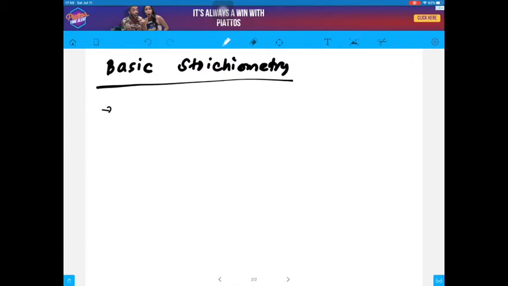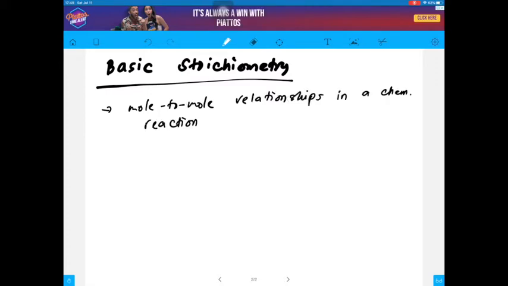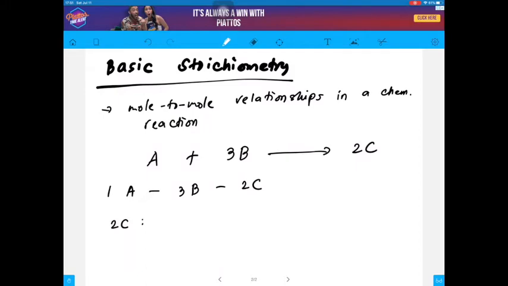Stoichiometry refers to the mole to mole relationships in a chemical reaction. Suppose we have the following hypothetical reaction: A plus 3B will produce 2C. This means that 1A will react with 3B to form 2C. Furthermore, this can also be interpreted as: to form 2C, we need 1A to react with 3B.